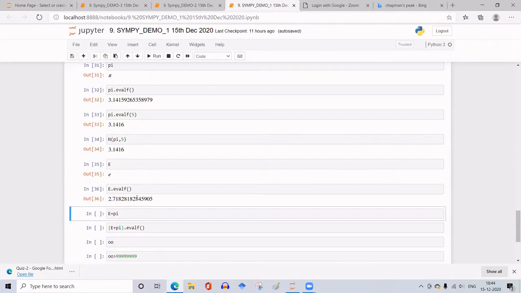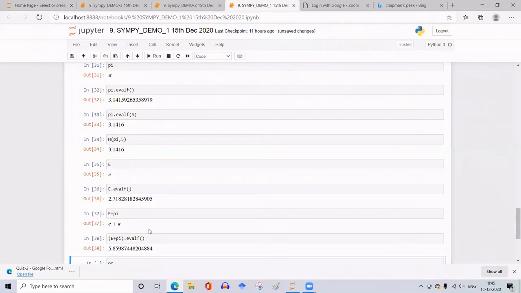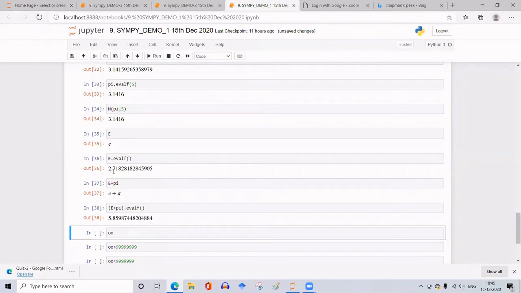So for E it takes this value, for pi it takes the other value, and before that it gives the symbolic expression for E plus pi. And if you want to evaluate it, E plus pi dot evalf will give you the sum of E and pi. So that was 3.141 something. This is 2.71. So it works out to be 5.8598 and so much.